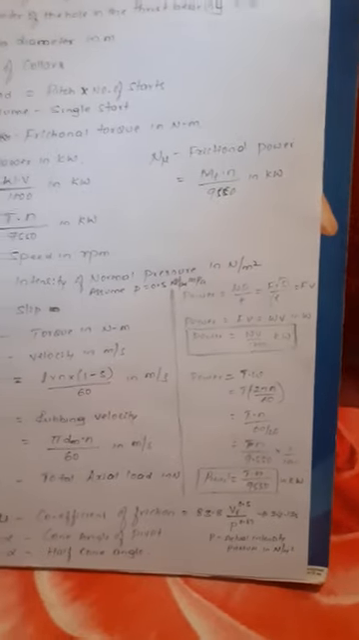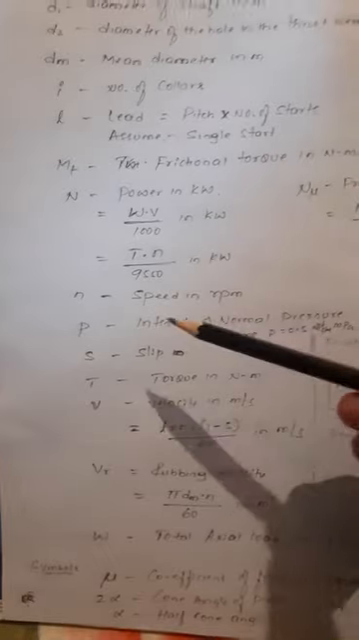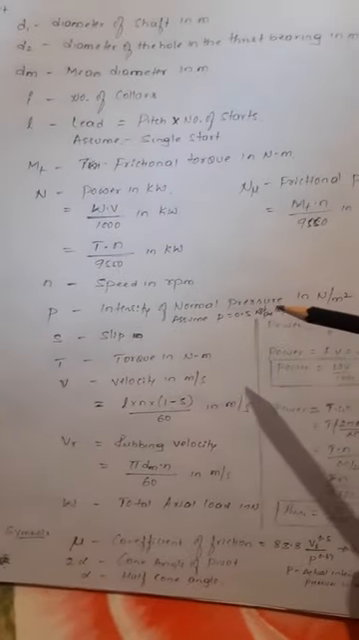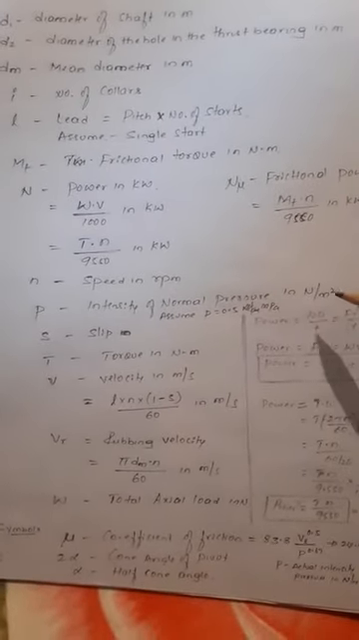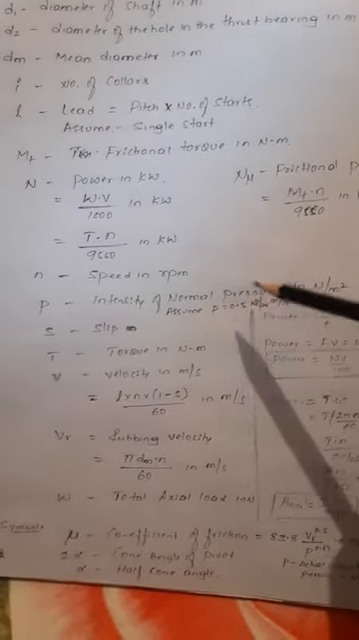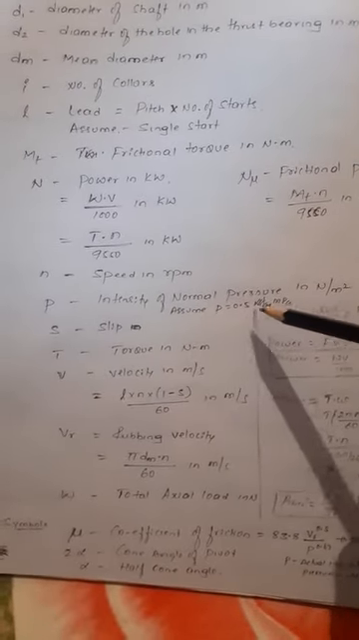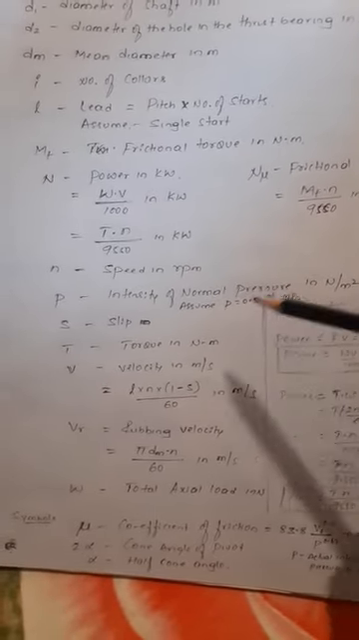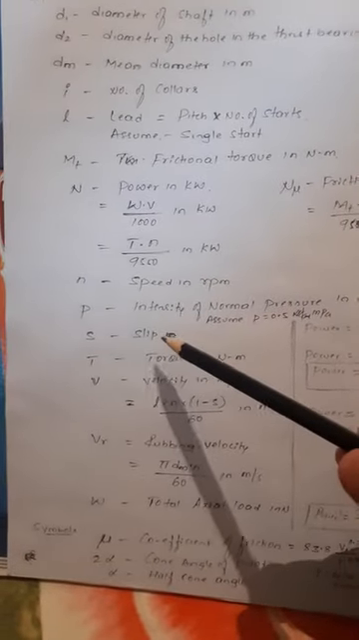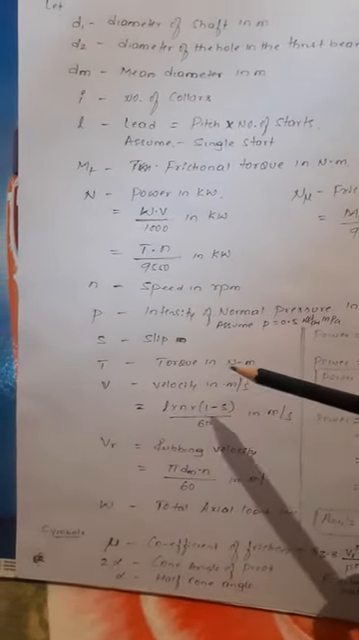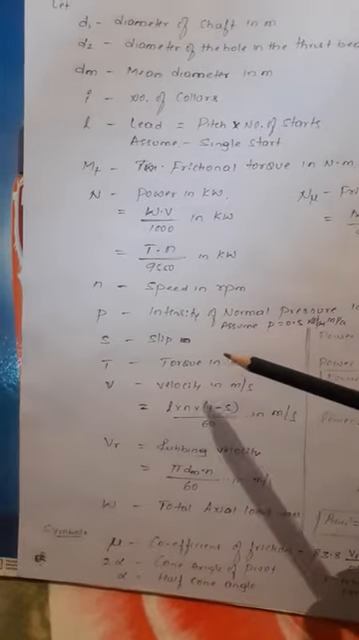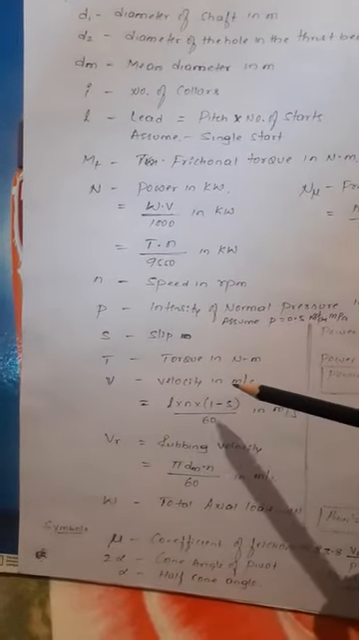And now after this, N is nothing but speed in RPM. P is intensity of normal pressure in Newton per meter square. If this value is not given, assume P is equal to 0.5 megapascal. S is nothing but slip. T is the torque in Newton meter to transmit the power. V is the velocity in meter per second.